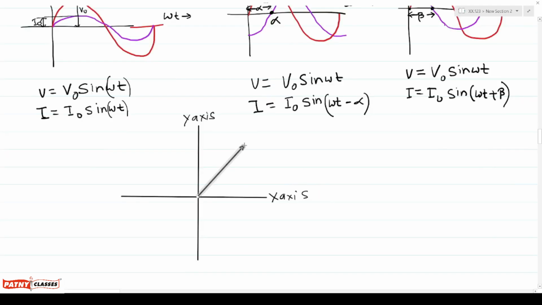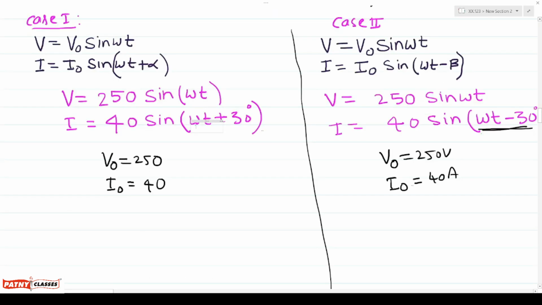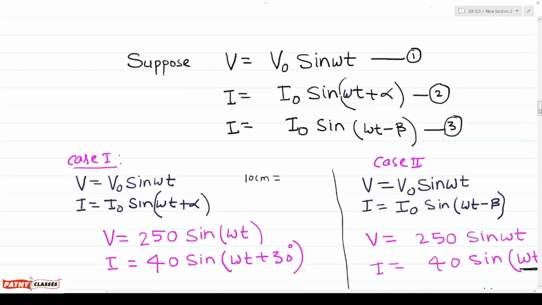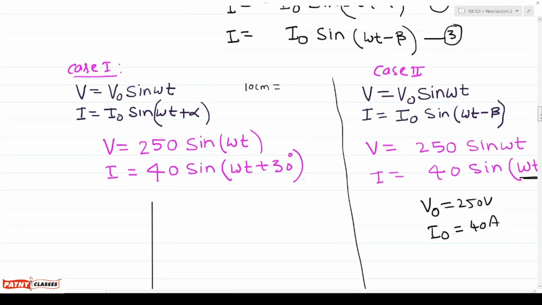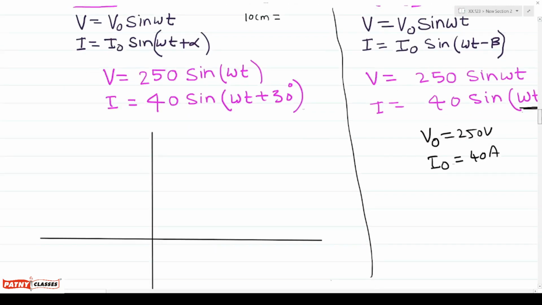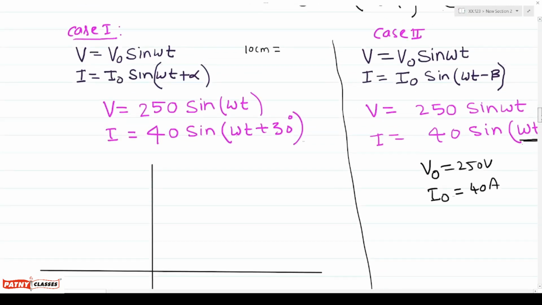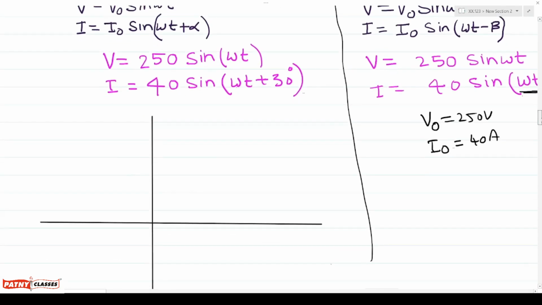The leading and lagging and the peak values can be shown by some rotating vectors called a phasor diagram. This is a rotating vector. When we had case 1 and case 2, what was case 1? V equals 250 sin omega t and I equals 40 sin(omega t plus 30). Now we need to draw the phasor diagram for this.